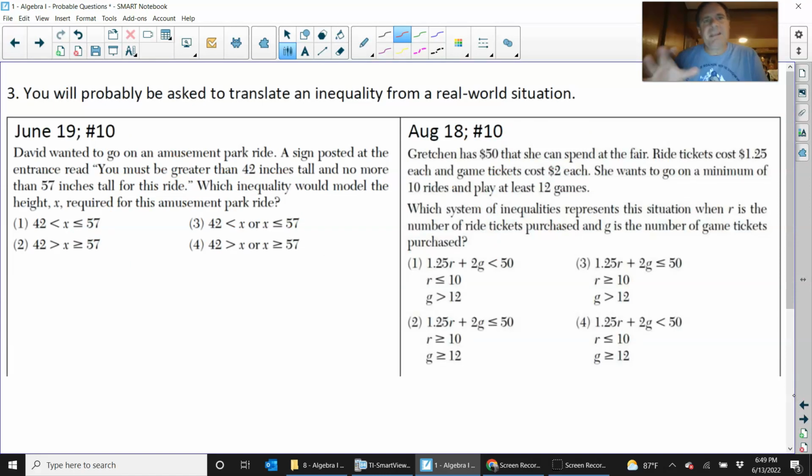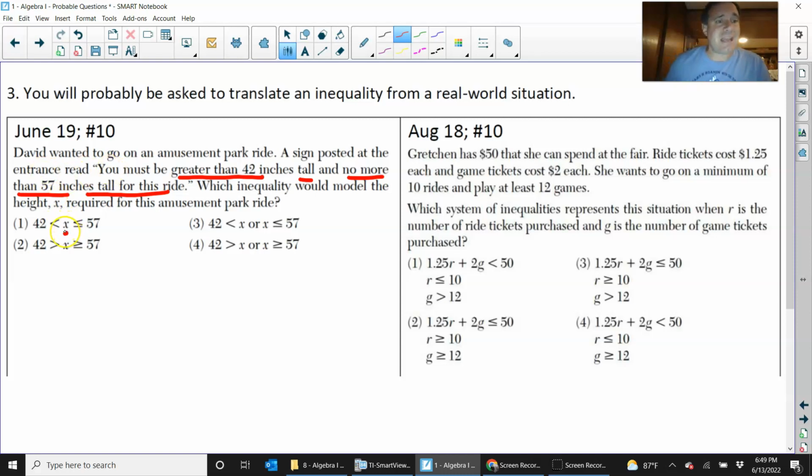All right, so number 3. You'll probably be asked to translate an inequality from a real-world situation. Let me read this to you. This is from the June 2019 Regents, number 10. David wanted to go to an amusement park. A sign posted at the entrance says you must be greater than 42 inches tall, and no more than 57 inches tall for this ride. This is a compound inequality. You have to know how to read them from the middle out to the number on the left and the middle out to the number on the right.